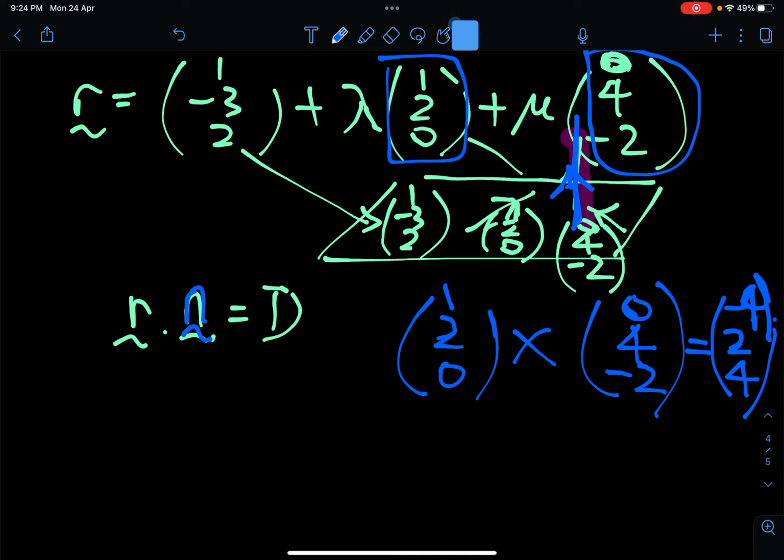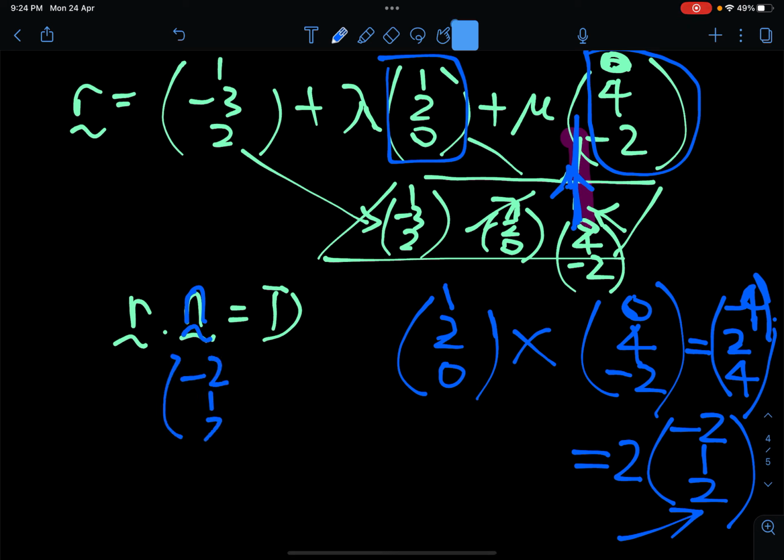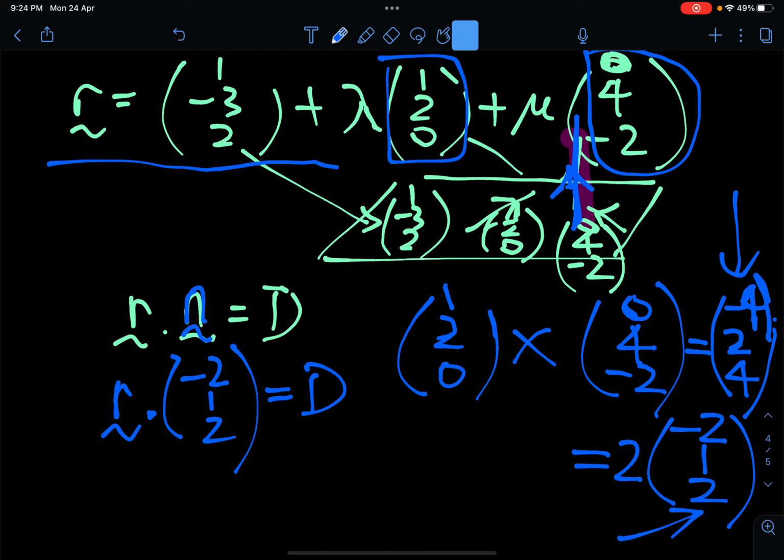Then because this is -4, 2, 4, you can put it to the lowest term. You take out the 2, you get -2, 1, 2. So the normal to the plane is actually -2, 1, 2. Remember, for a vector you just need a direction, so you can always reduce it to the lowest form. So I have converted this format into the r dot n format.